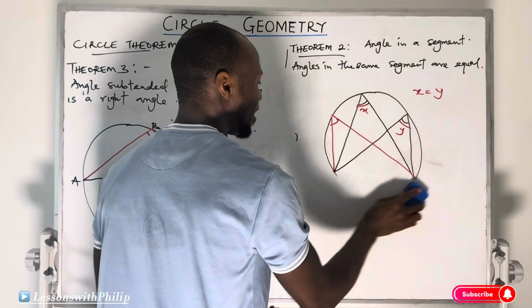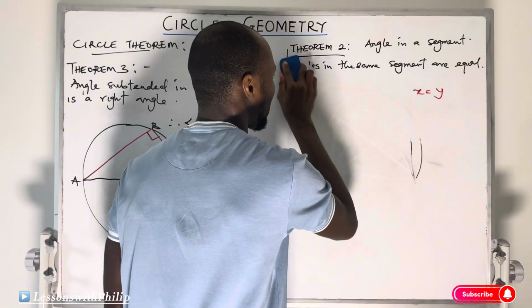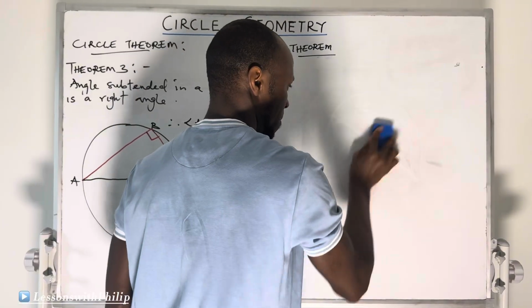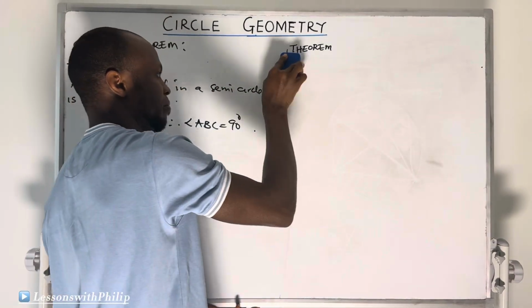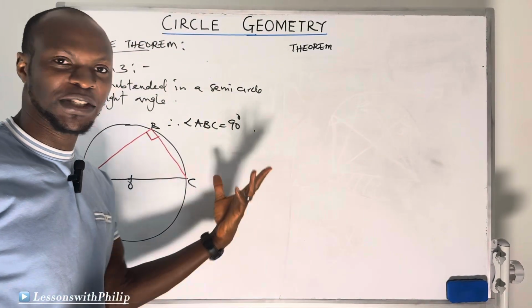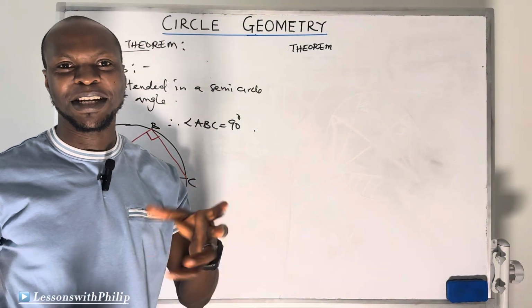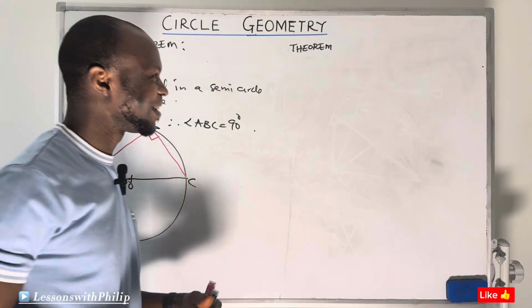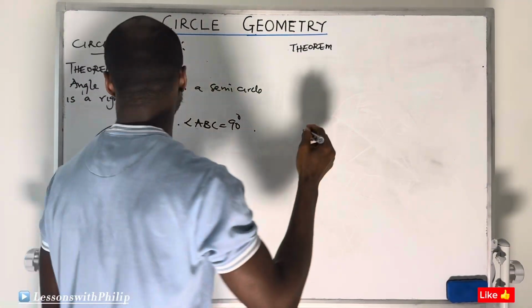Now, let's go to another theorem. This time around, theorem 4. I told you I want to give us 6 theorems. Do you know that apart from these 6 theorems I want to give, there is another theorem which we call tangent theorems. We'll also do that. But let's focus on this. Now, theorem 4.